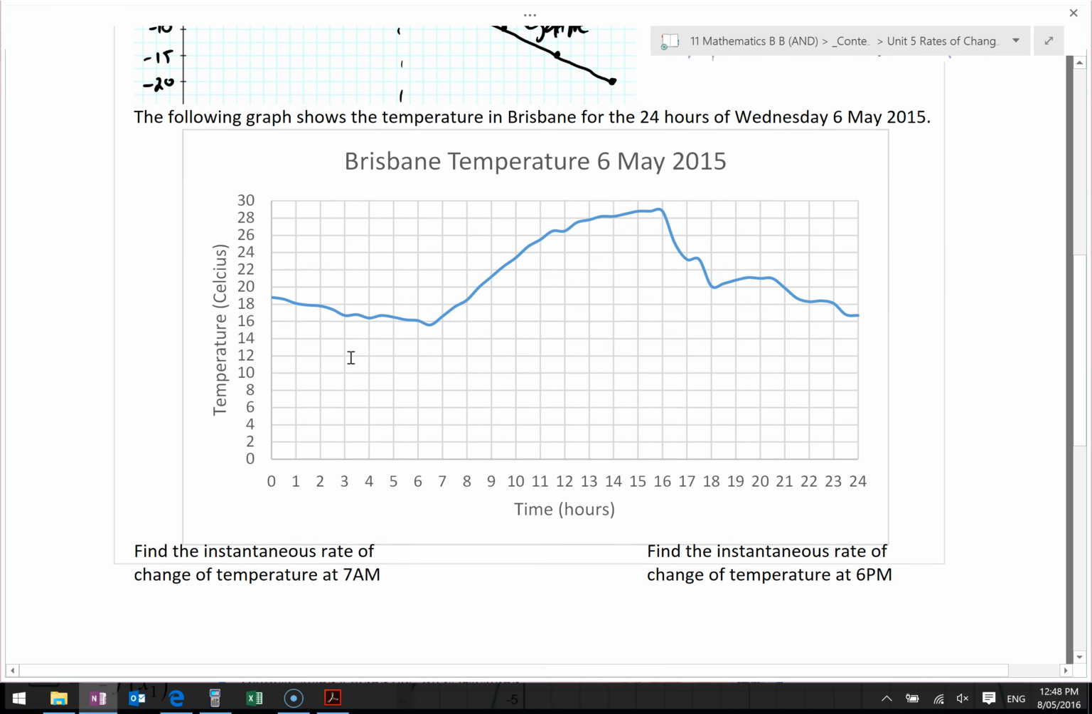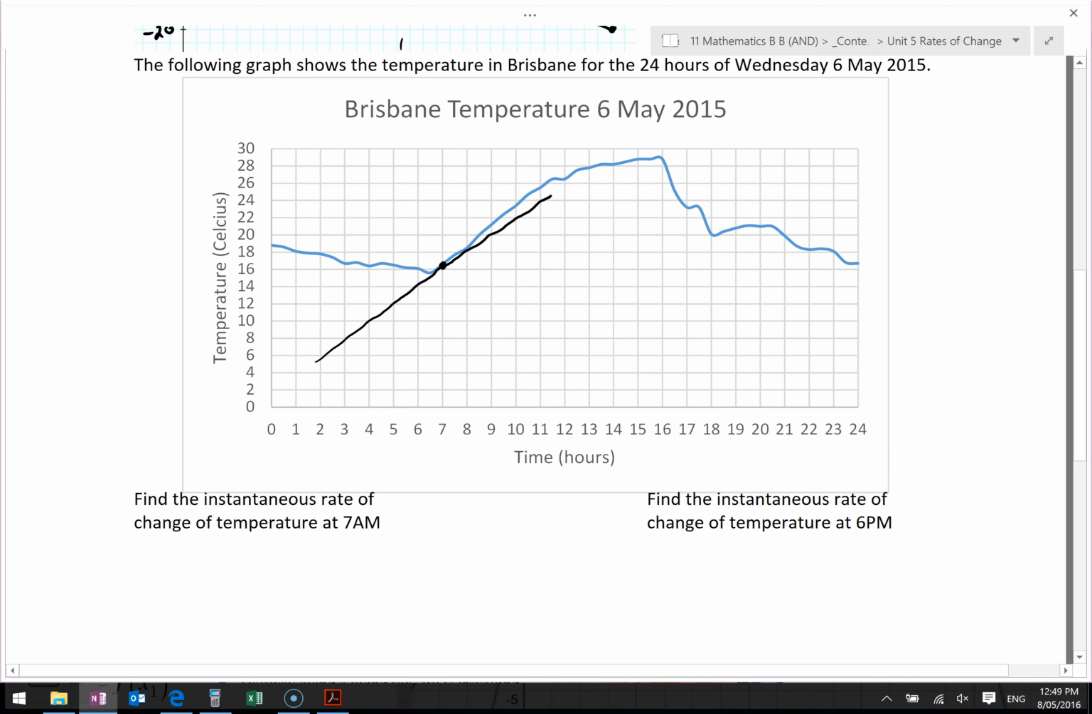Okay, the final one is sometimes you're not given the equation of the line, like the Brisbane temperature, and you still want to find what's the instantaneous rate of change. So we've got the Brisbane temperature for 6th of May 2015. Okay, I want to find the instantaneous rate of change at 7 AM. So here's 7 AM, here's the point. I'm going to try and draw a tangent line to it as best I can. So I get my ruler out and try and draw a tangent line.